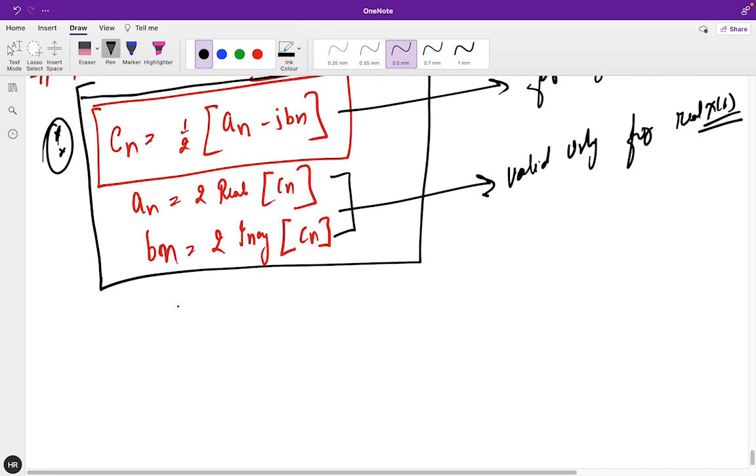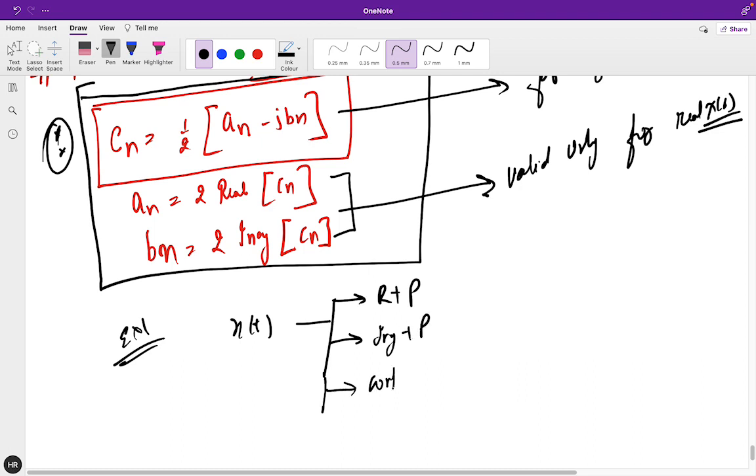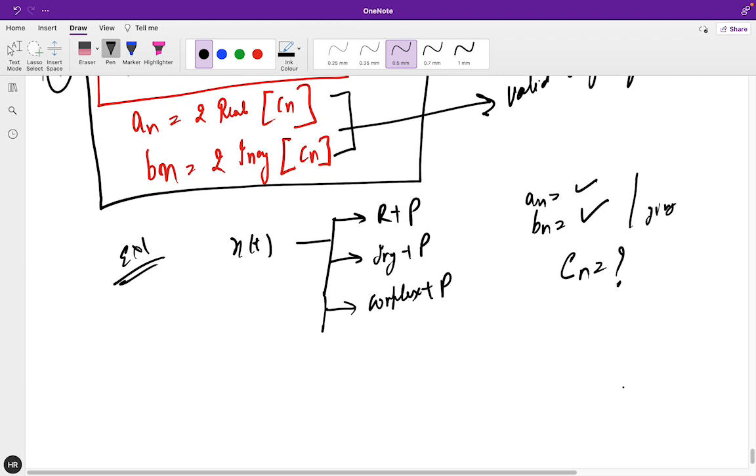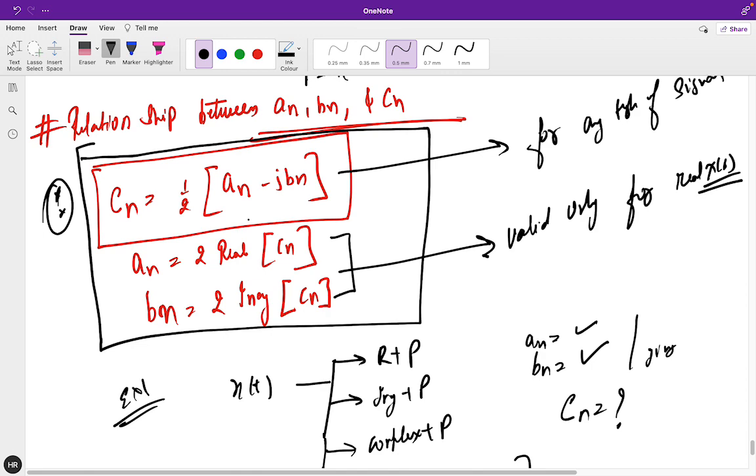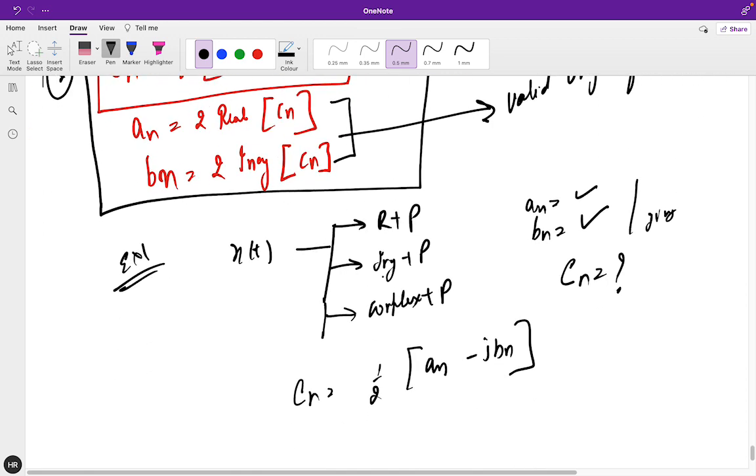For example, x of t can be real plus periodic, imaginary plus periodic, or complex plus periodic. If an value and bn value are given, then they can ask you the value of cn. So how will you apply it? cn is equal to 1 by 2 (an minus j bn). Using this formula, cn is equal to (an minus j bn) by 2. If the signal is real plus periodic, imaginary plus periodic, or complex plus periodic, then only we can apply this formula.